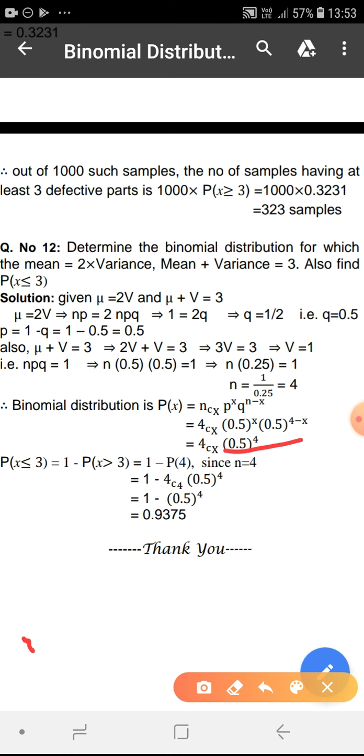1 minus p of 4 is, in that 4Cx into 0.5 power 4, you put x as 4. 1 minus 4C4 into 0.5 power 4. 4C4 is 1. Use the calculator for 0.5 power 4. On calculation we get this as 0.9375. So the probability that x will be less than or equal to 3 is 0.9375.